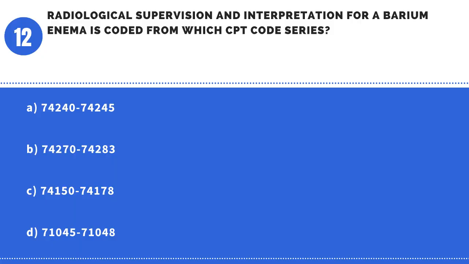Question 12. Radiological supervision and interpretation for a barium enema is coded from which CPT code series? A. 74240 to 74245. B. 74270 to 74283. C. 74150 to 74178. D. 71045 to 71048.